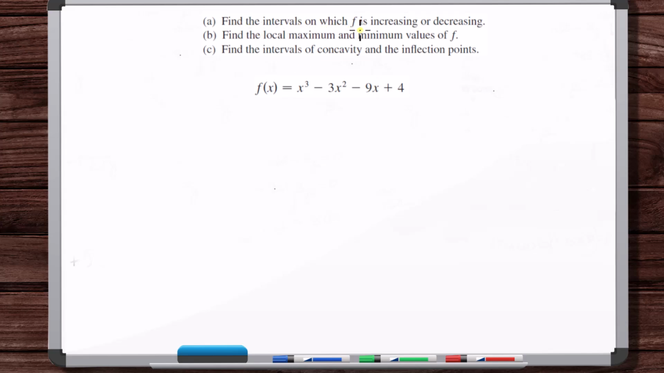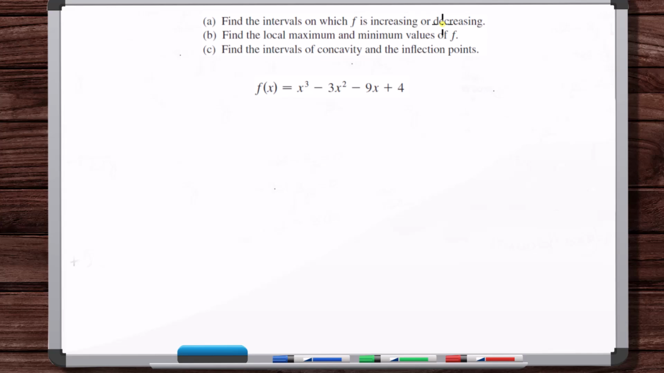All right, we're given a function. Find the intervals on which f is increasing or decreasing. Okay, how do you do this? If you were given a function, how would you find the intervals where the function is increasing or decreasing? Well, the idea is you want to find on what intervals the first derivative is greater than 0 and on what intervals it is less than 0.